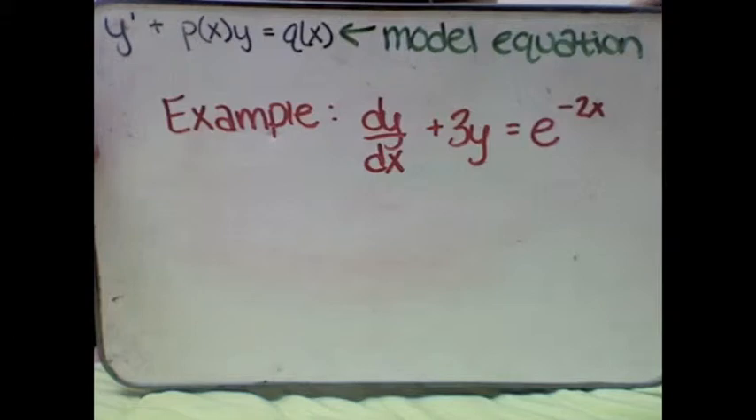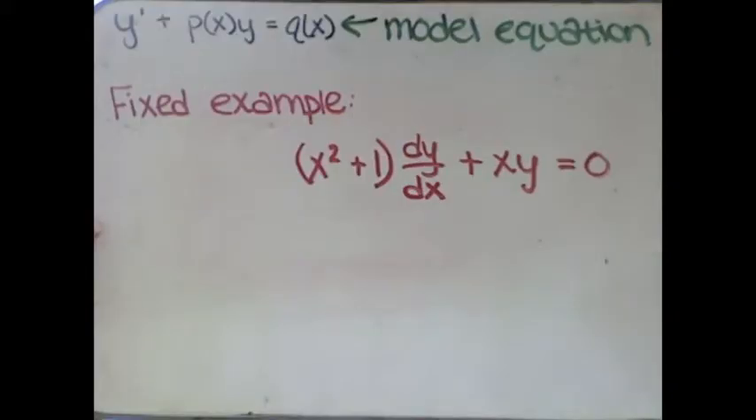For example, the equation shown does model the equation for the integrating factors method, where the dy/dx represents the y prime, the 3y represents the p(x)y, and the e to the negative 2x represents the q(x). Therefore, since it is in the model equation form, we can begin using the integrating factors method.